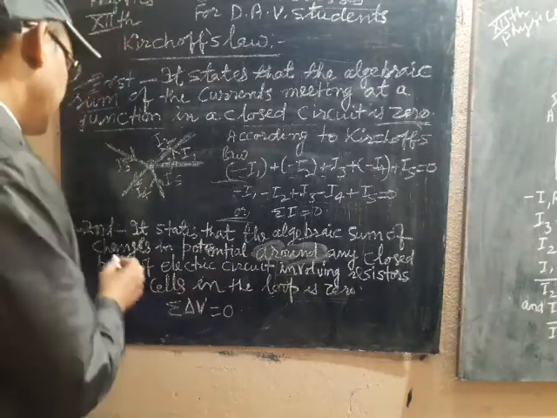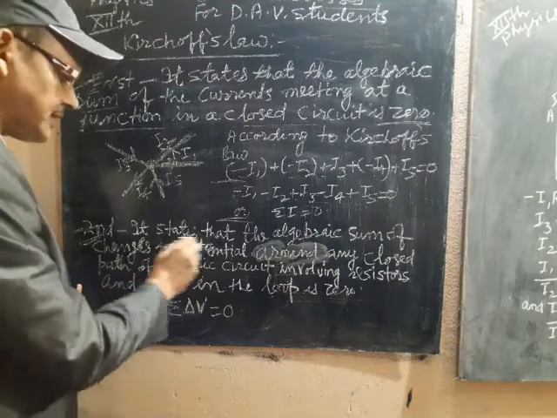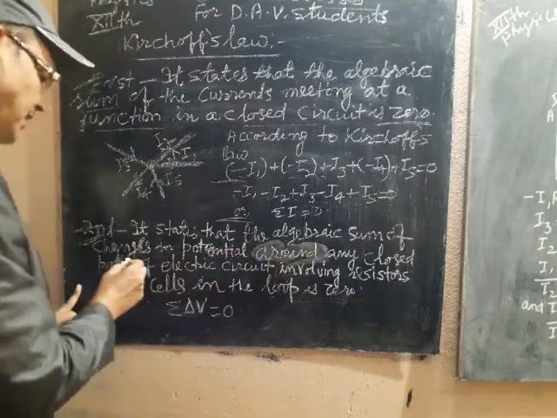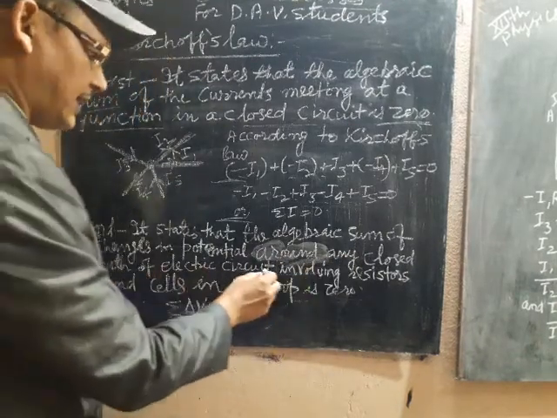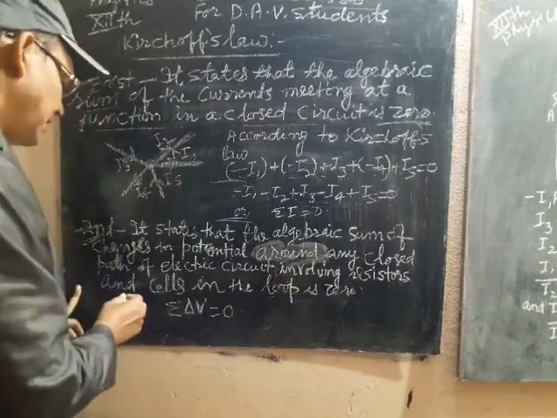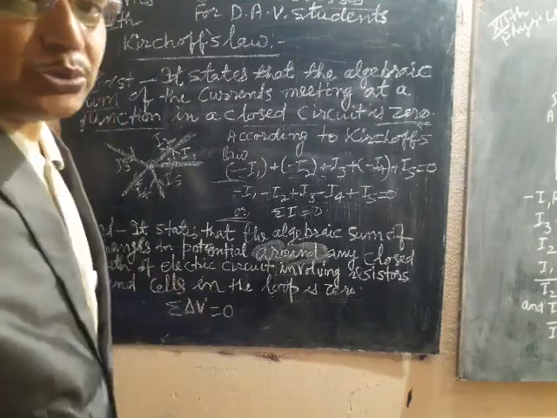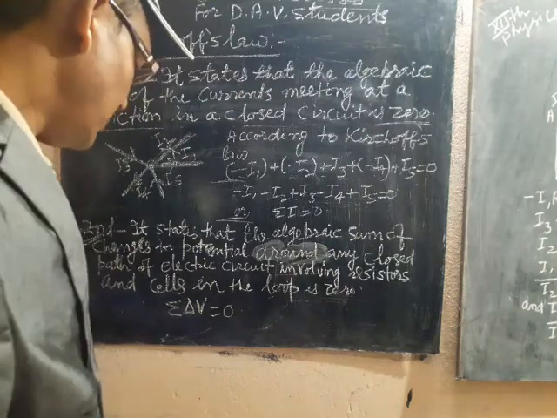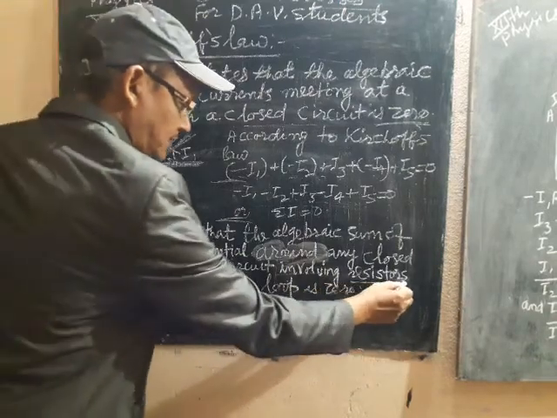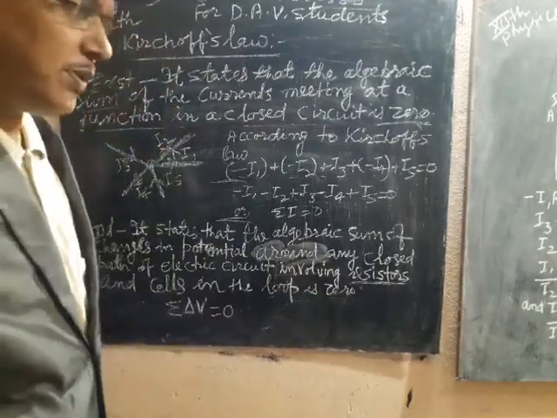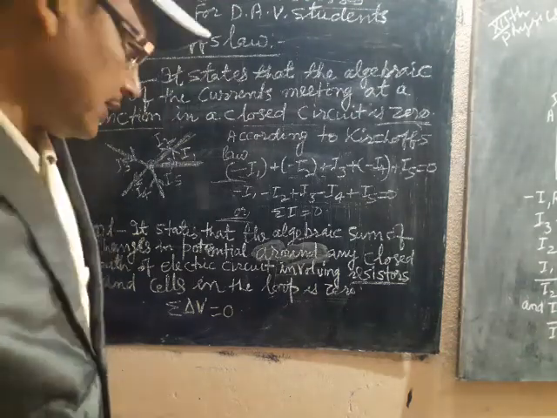Second is also very important, and it is also simple. It states that the algebraic sum of changes in potential around any closed path of an electric circuit involving resistors and cells in the loop is 0. Cell, you know, you use a cell in a torch. A cell is also a battery. The word resistors originates from resistance.